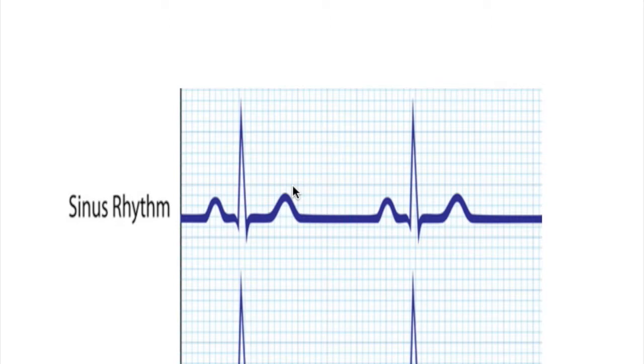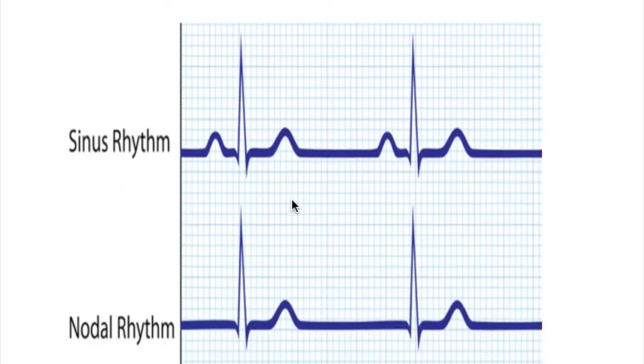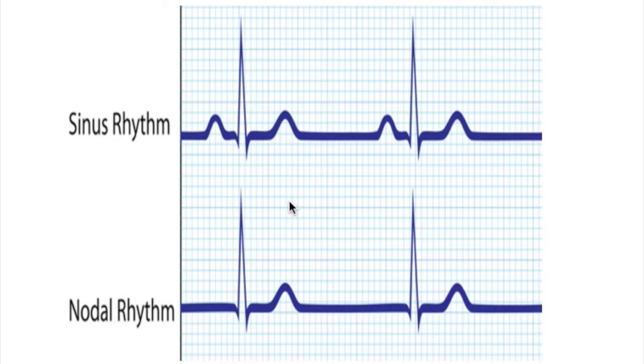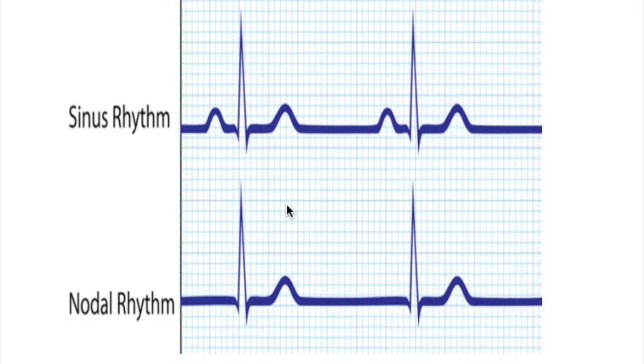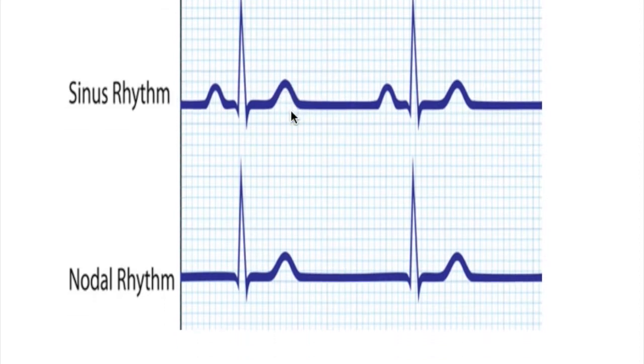The impulse from the SA node goes to 2 points. It directly stimulates the atria, which gives you the P wave. And then after a delay in the AV node, it goes to the ventricles to give the QRS complex. So if the SA node does not fire, there will be a dropped beat. So this is a sinus rhythm.